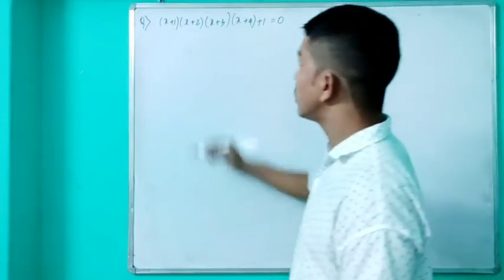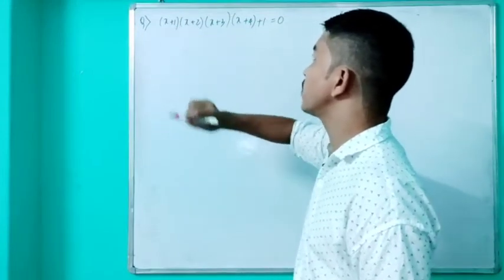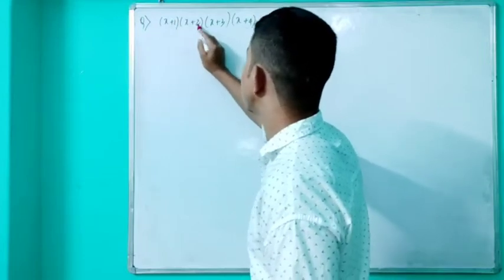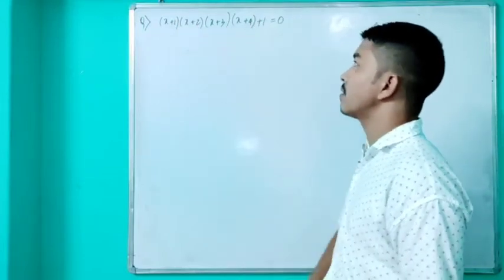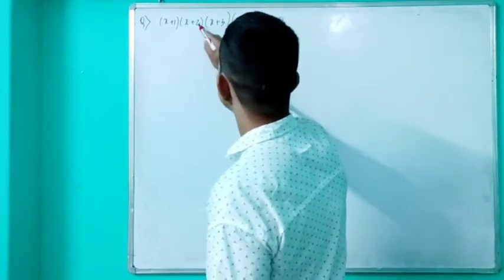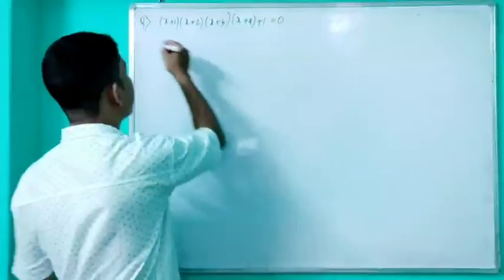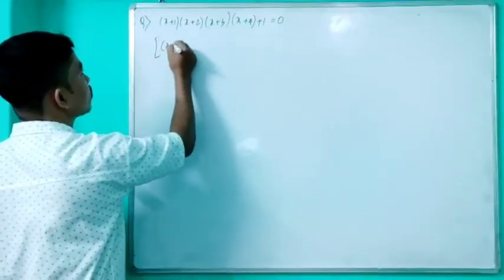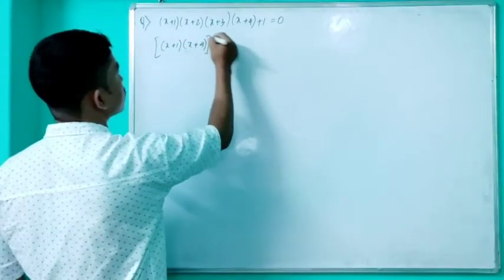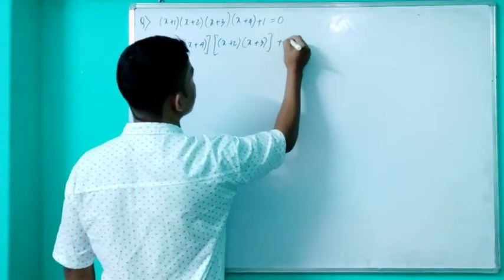So I'll pair the numbers such that the sum of the second term gives me the same number. Like if I pair 1 and 2, 1 plus 2 gives me 3, but here 3 plus 4 will give me 7. Okay, so that does not match. So again, if I match 2 and 3, it gives me 5, and 4 and 1, that also gives me 5. So I'll write this as (x plus 1) and (x plus 4). Okay, and then next I'll write (x plus 2) and (x plus 3) plus 1 equals to 0.